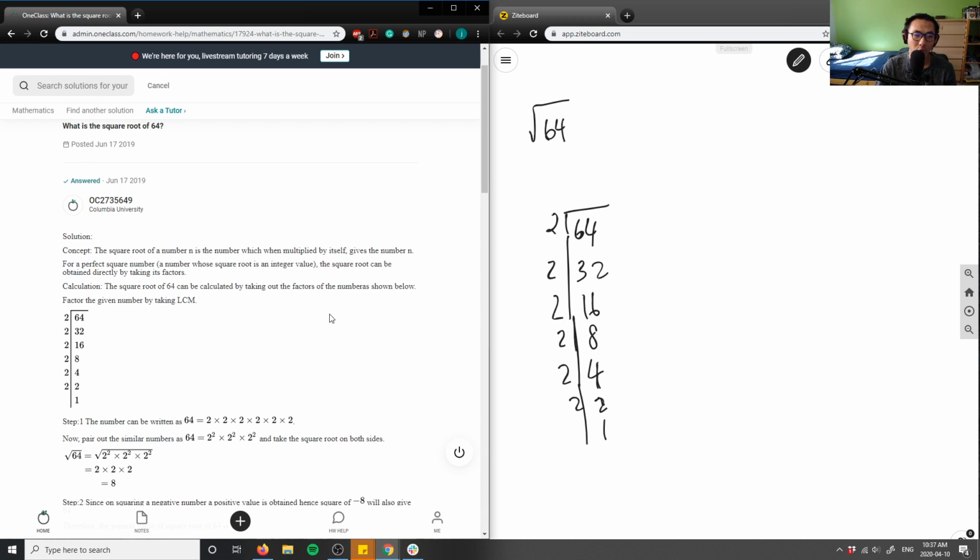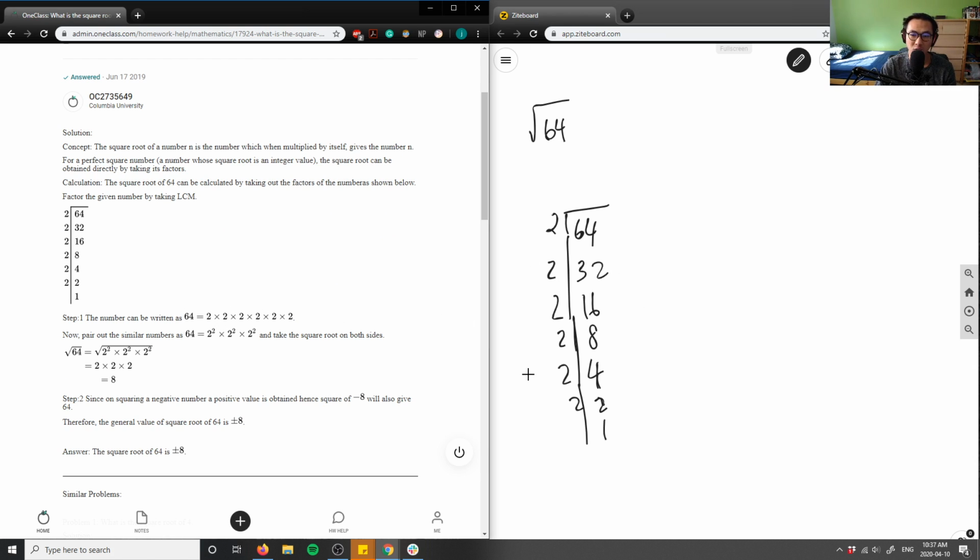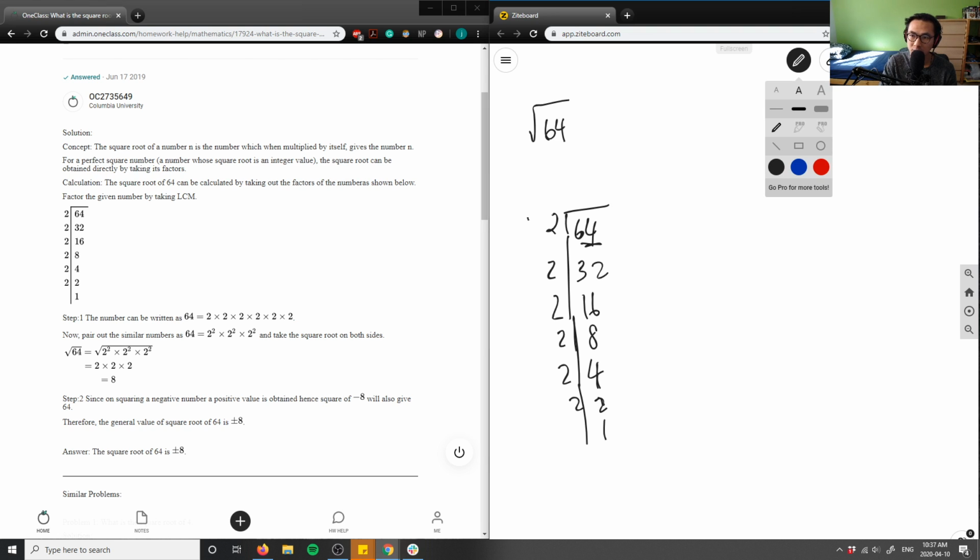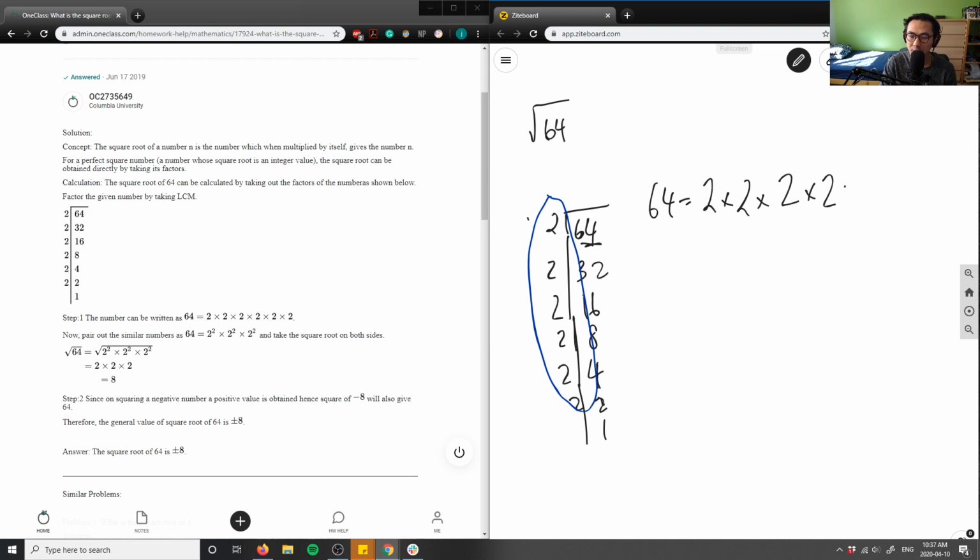So we're good. Now they're going to rewrite this number in terms of these factors: 2 times 2 times 2 times 2 times 2 times 2, so that's 1, 2, 3, 4, 5, 6 twos. So they wrote 64 equals 2 times 2 times 2 times 2 times 2 times 2, or you can say this is 2 to the power of 6 equals 64, right? So that's good.